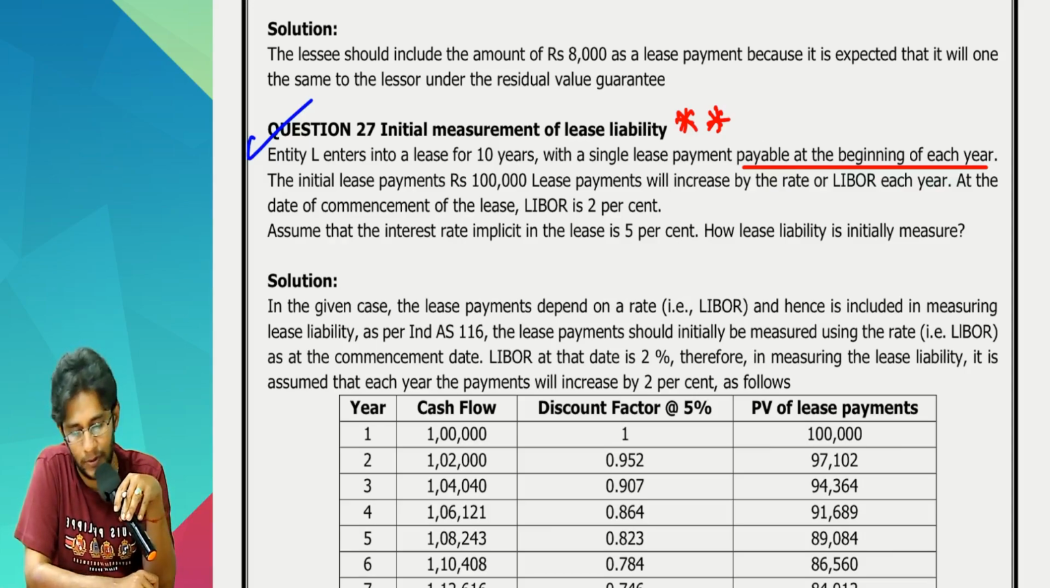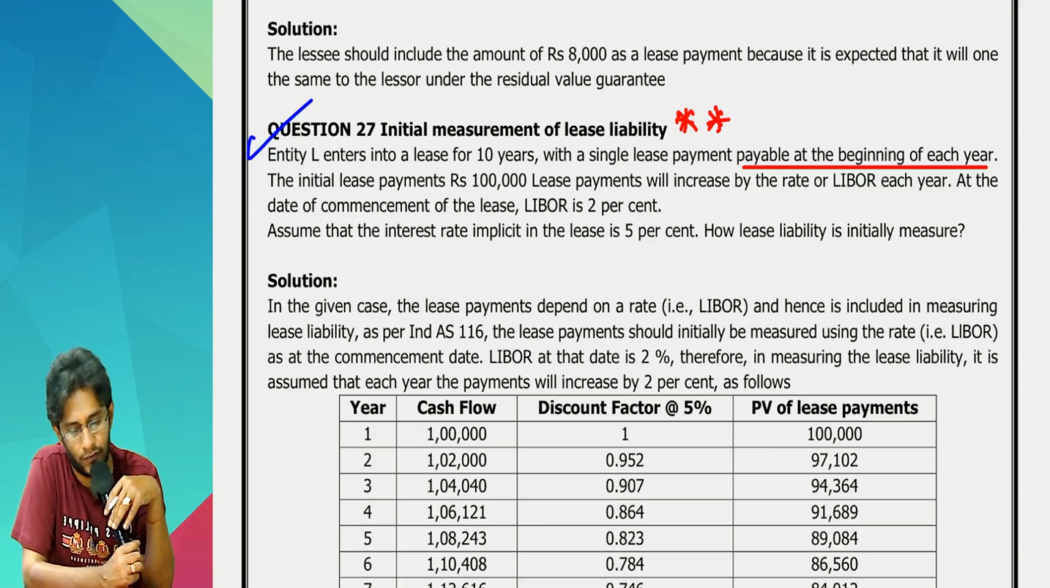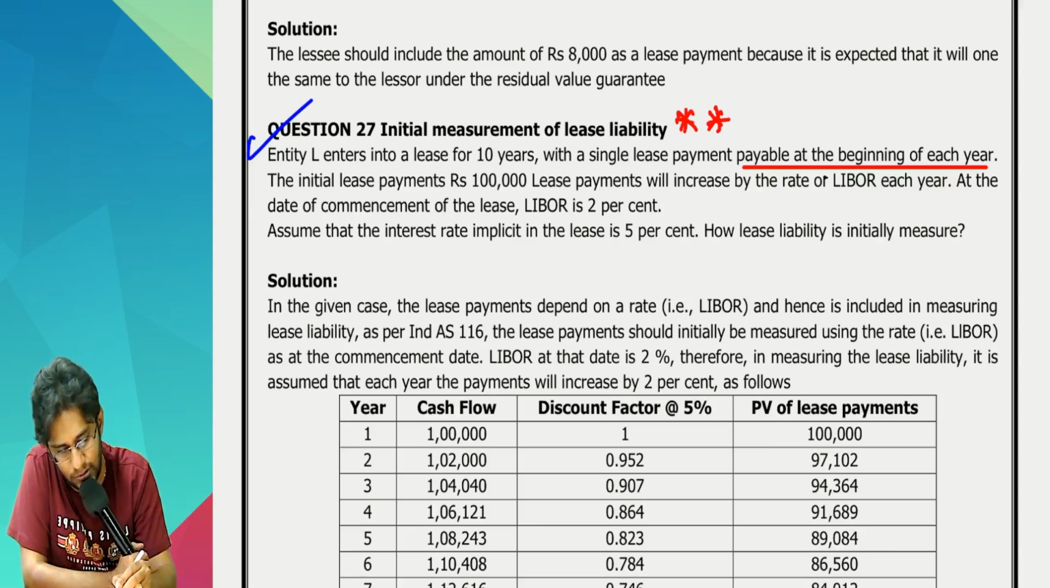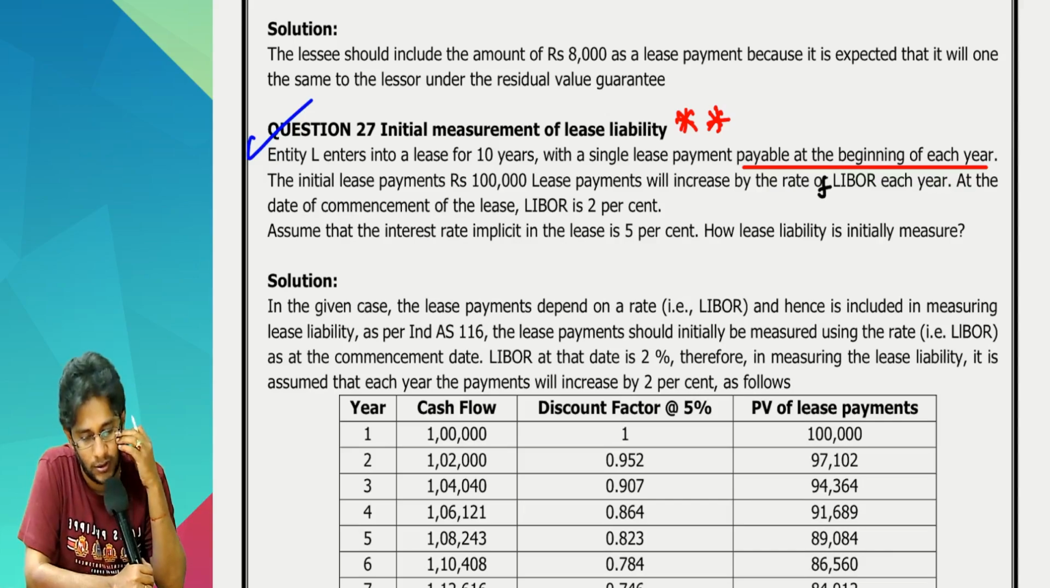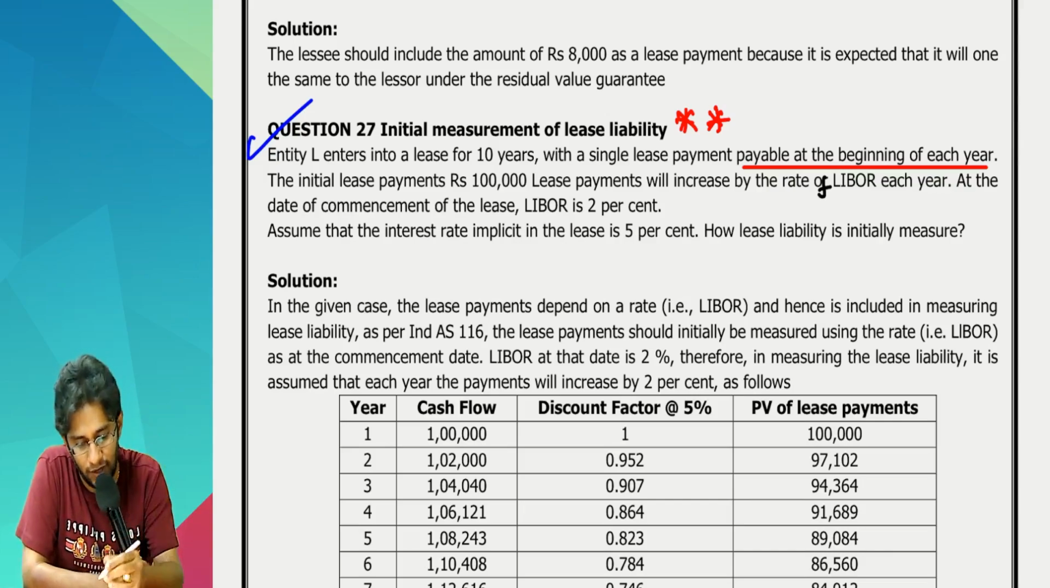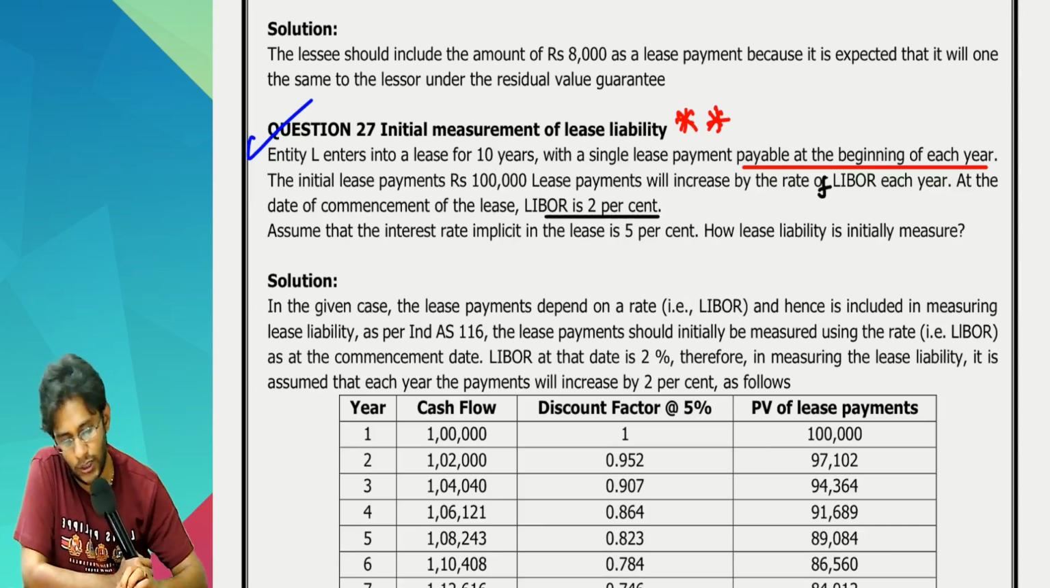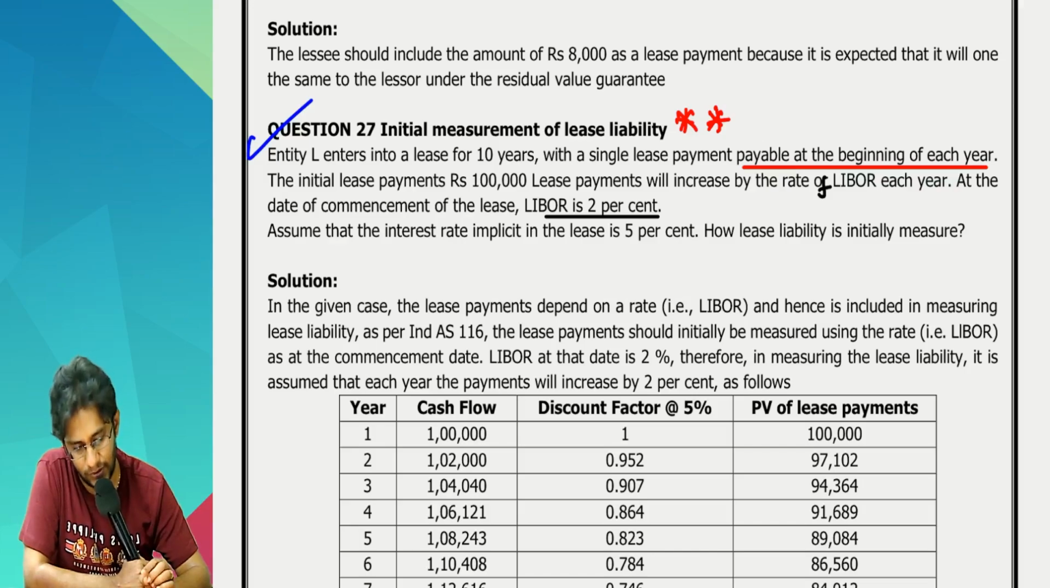The initial lease payment is 1 lakh. Lease payments will increase by the rate of LIBOR each year. Please correct the spelling, many spelling mistakes for some bad reason. At the commencement of lease, LIBOR is 2%. Assume that the interest rate implicit in the lease is 5%. How is the lease liability initially measured?